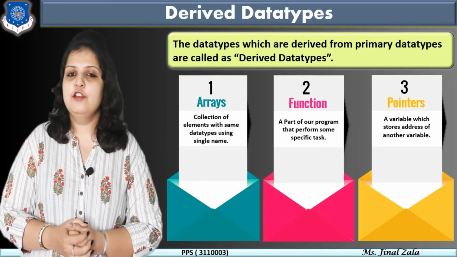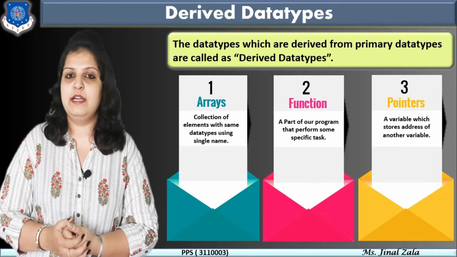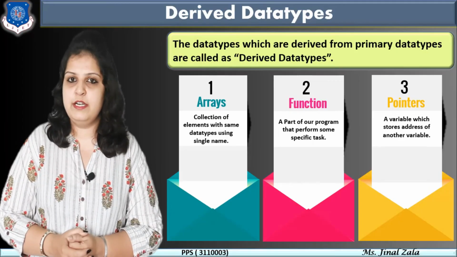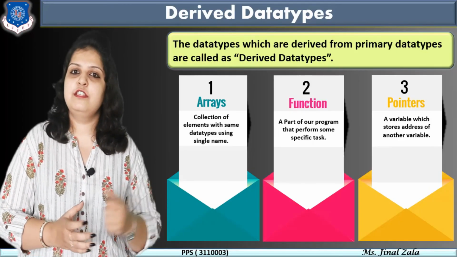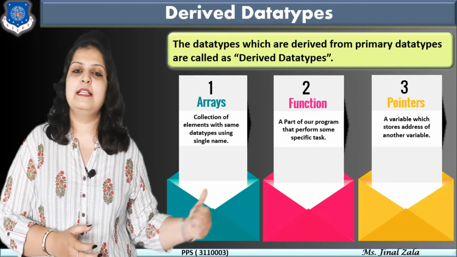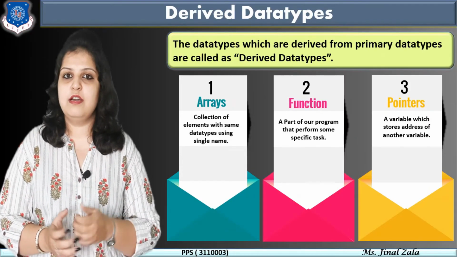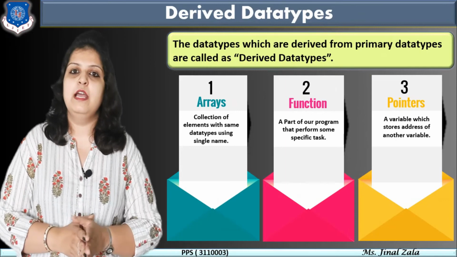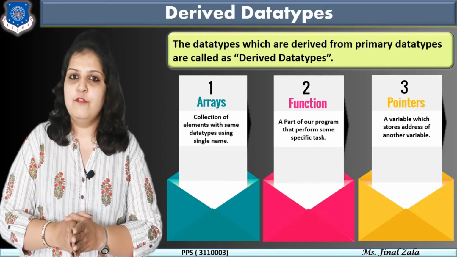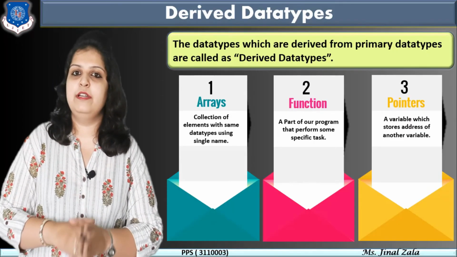Then function. So function is a part of our program. Just remember void main. What is void main? Main is one function. Same way we can define our user defined function, right? This chapter also we have to learn in our upcoming videos. And last is pointer. Pointer is one variable that is used to store the address of another variable, and for declaring a pointer also we have to use integer, float, character, etc. That's why it is called a derived data type.